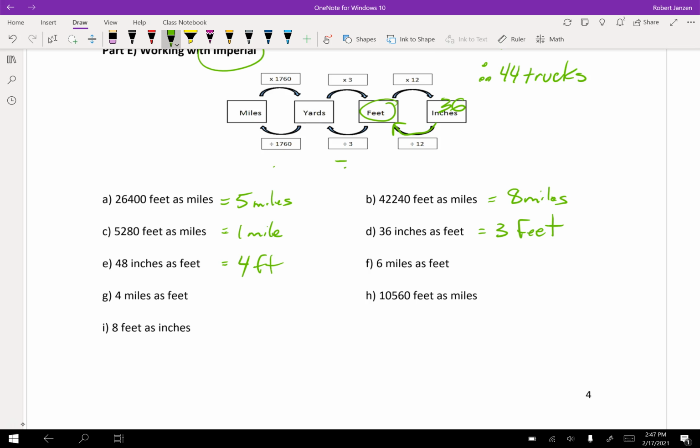Okay, 6 miles to feet. Well, that's a different one. So I have 6, and I want to go to here to here. So I'm going to multiply by 1760, and then multiply by 3. And this turns out to be 31,680 feet. Okay, so go ahead and try a few of these. Pause the video now.